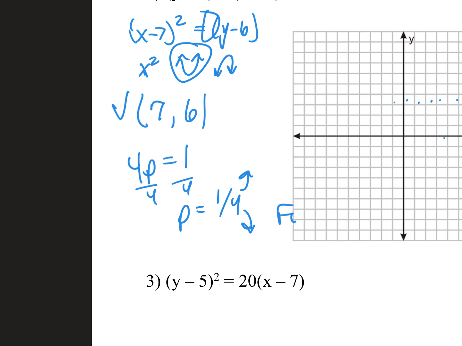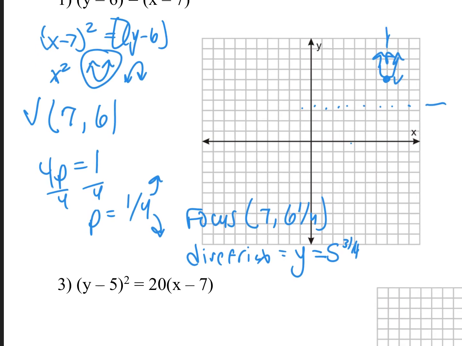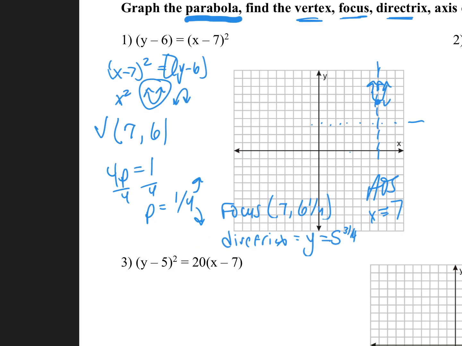So my focus is actually going to be at 7 and 6 1/4, and my directrix is going to be at the equation y equals 5 3/4. We're going to move up because we're going towards the focus and away from the directrix. Your axis of symmetry is just that vertical line that cuts your parabola in half. So your axis of symmetry, your AOS, would be x equals 7.